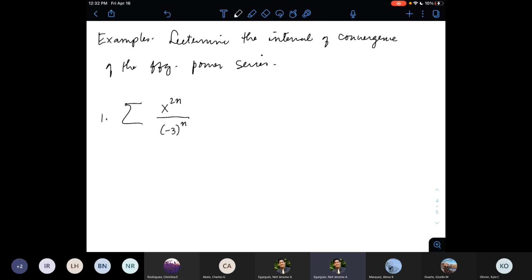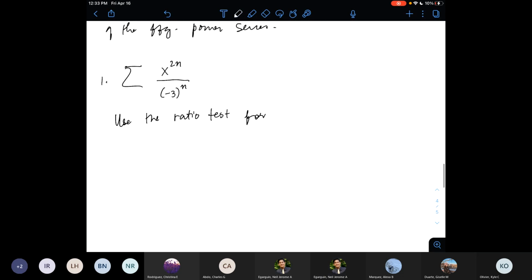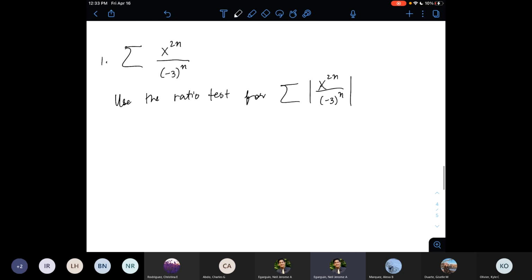So what do we see here? Well, what I see here are n's in the exponent. So perhaps here I'll use the root test for the series with the absolute values, right? So for that, we'll take the limit of the absolute value of x to the power 2n all over (-3) to the power n, raised to 1 over n, as n approaches infinity.